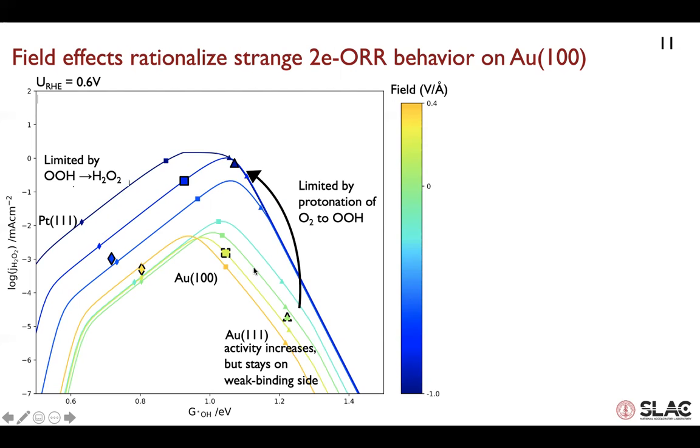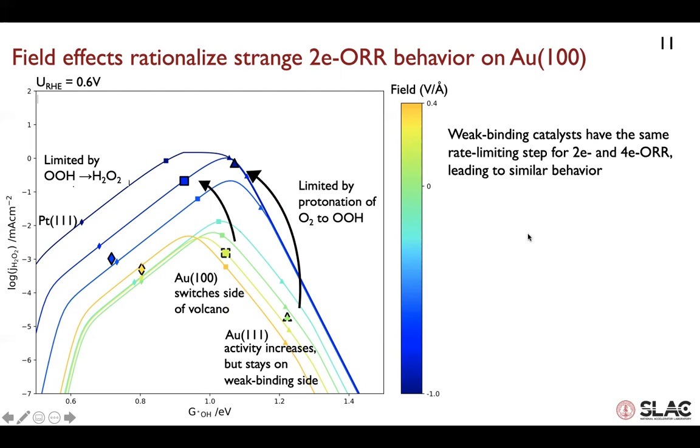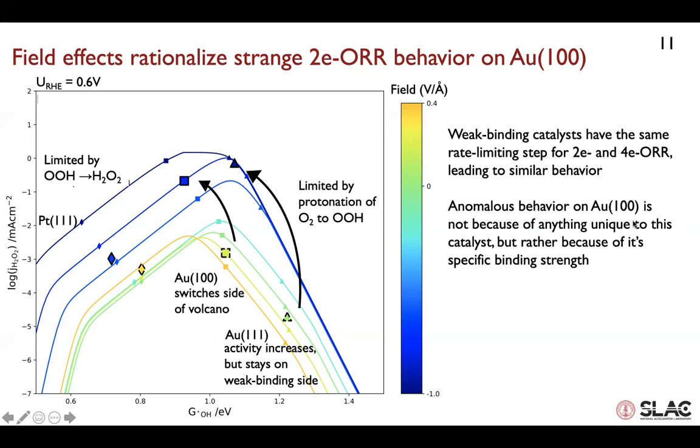However, gold 100, as you go from acid to base, switches from the weak binding side of the volcano, where it would have the same behavior as the 4-electron ORR, to the strong binding side of the volcano, where it would have different behavior. And so these weak binding catalysts, which have the same rate limiting step for the 2-electron and 4-electron ORR, lead to the same onset potential for both, as happens in gold 111 and in gold 100 in acid.